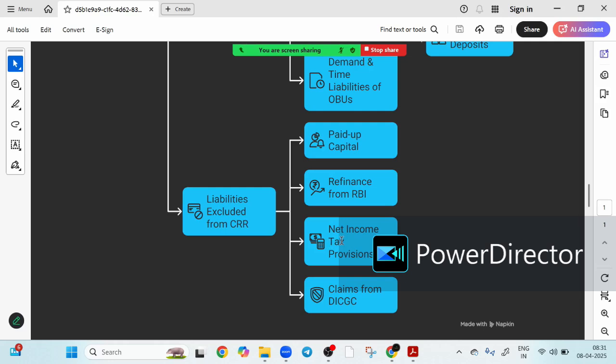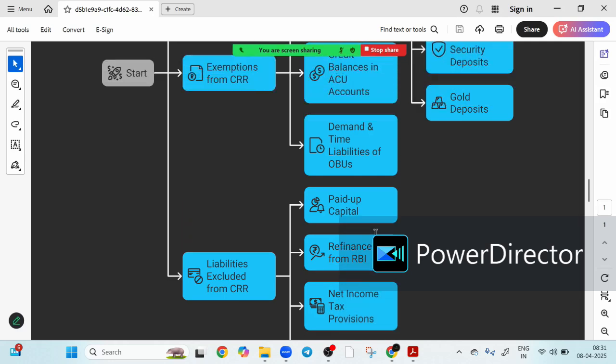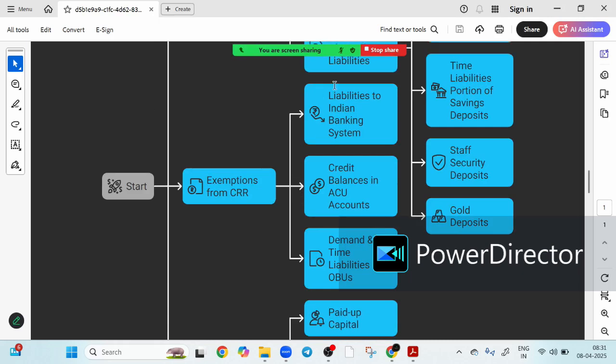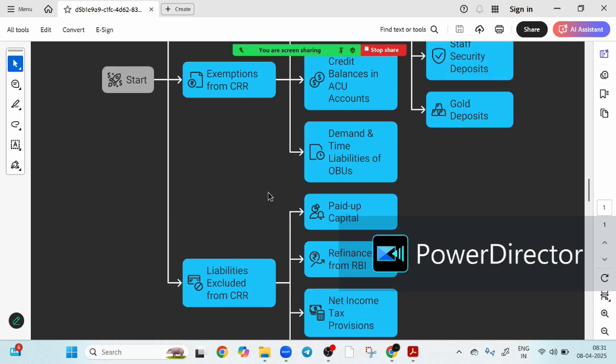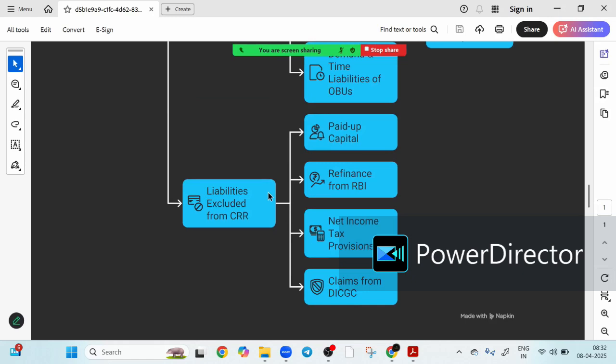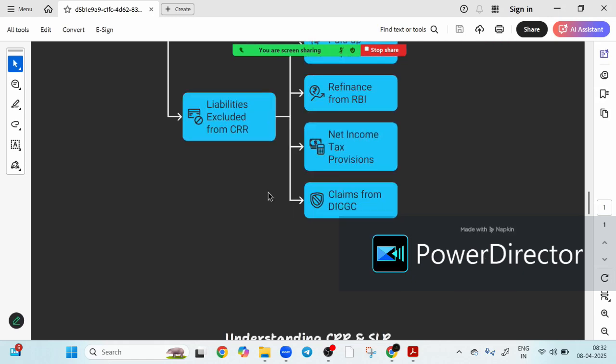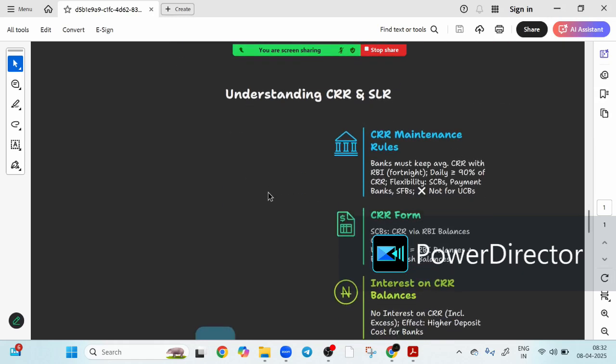These exclusions make sure that the reserve requirement does not put too much pressure on a specific or temporary fund. And furthermore, liability to IBU, credit balance in ACU account, and demand and time liability of OBU. These are exemptions from CRR. No CRR is taken from them. So remember, these are the liabilities excluded and these are the exemptions from CRR: paid up capital, refinance from RBI, net income tax provision, claim from DICGC, etc. Now, let's understand this as SLR and CRR. So the next time you hear RBI increasing CRR, you will know it is not just a flat rate applied on deposits, but a carefully calculated balance.